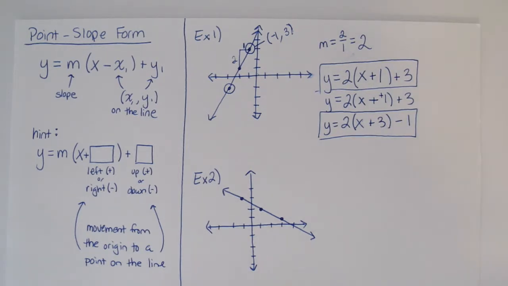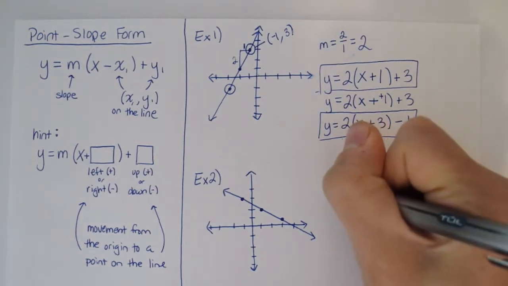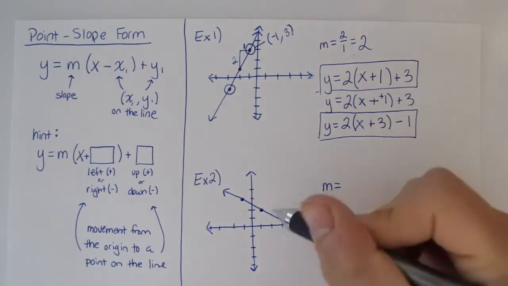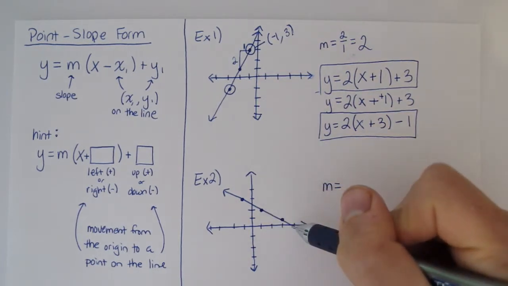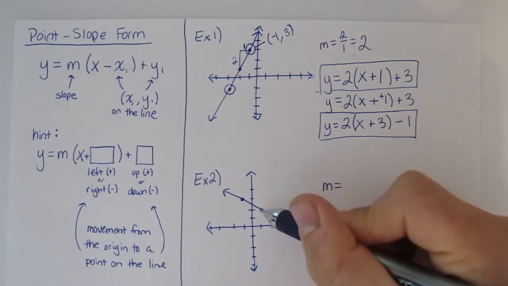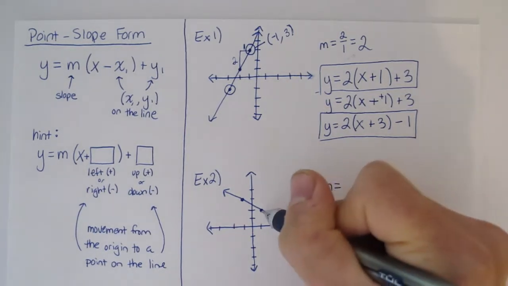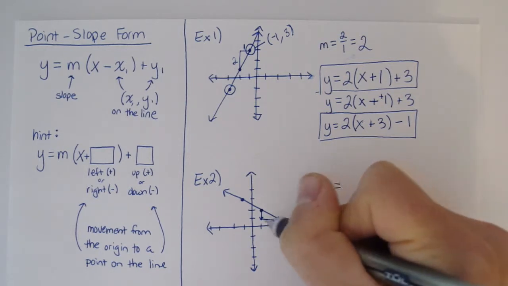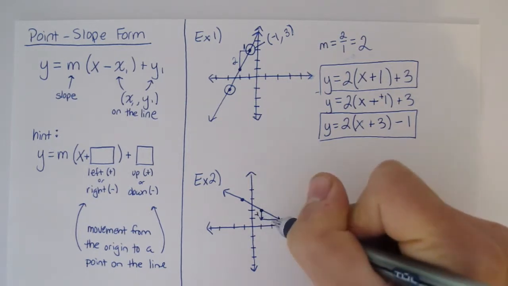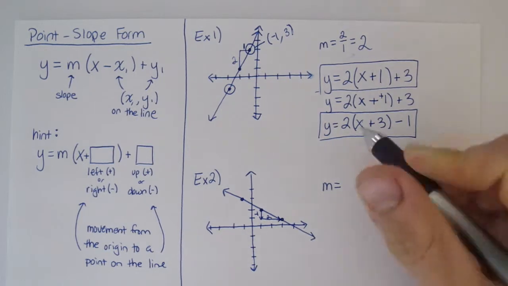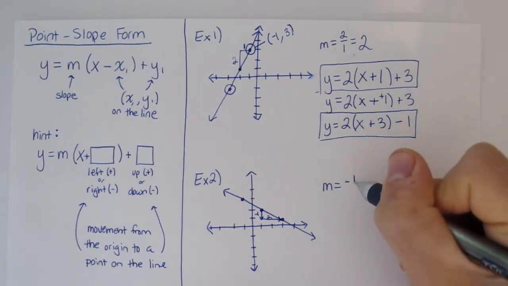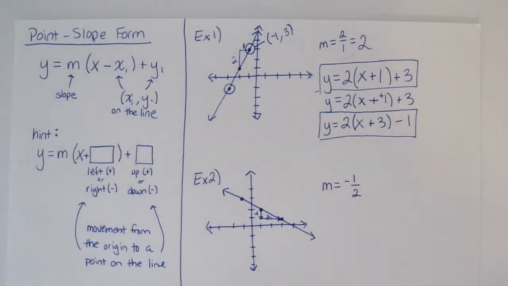Let's try example 2. First thing I should do is find the slope. So I can pick any 2 points that I want. And as I move from one point to the other, you always want to move to the right. So I'm going to be going down 1 and right 2. So down 1 and right 2. Rise over run, down 1, right 2. So the slope of this line is -1/2.